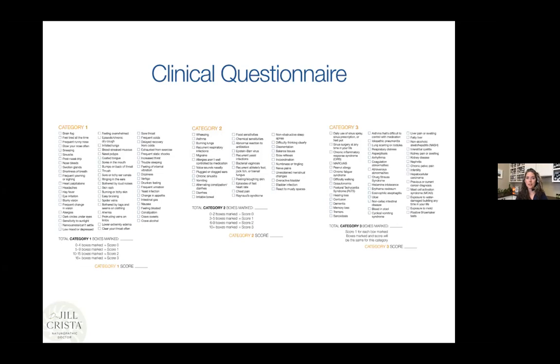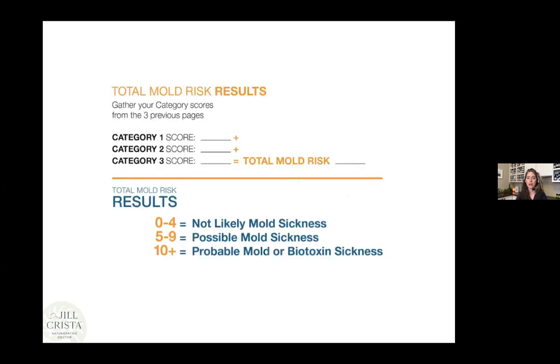So category 1 is things that we see with lots of other conditions, and they're not specific to mold, but they're common. And then we can see category 2 gets a little more mold specific, a little more serious, and category 3 gets quite mold specific and a little higher on the serious scale. And then what you do is you give yourself a total mold risk result. You add the categories and then see what your total mold risk is, which would be not likely mold, possible mold, and probable mold or biotoxin sickness.